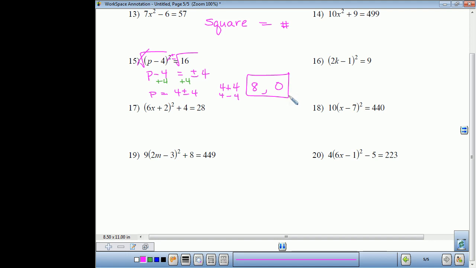You have to give 2 answers. Just like before, we had 2 answers because one was positive and one was negative. Here we still have 2 answers. Okay, so let's look at 16. Is everything currently being squared? Yes. Okay, you try it then. Do I square it? Yes.